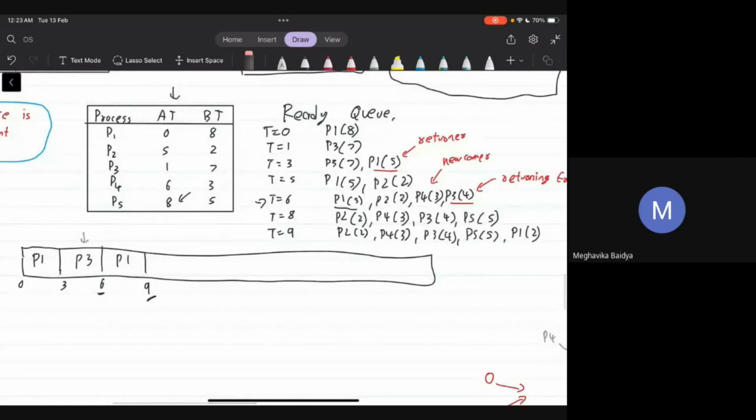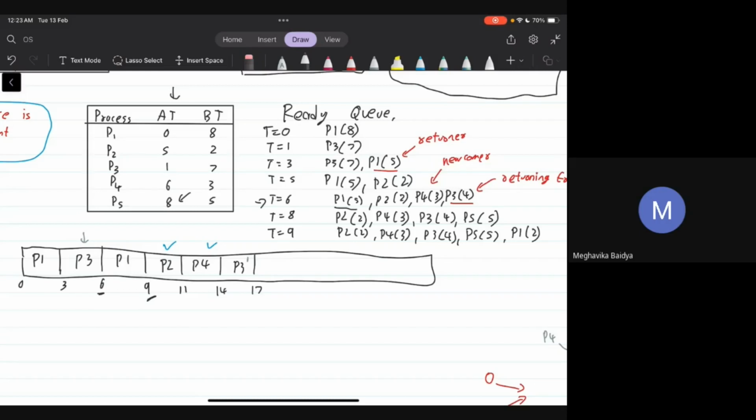Let's do that. P2 has only 2, so 9 plus 2 is 11, and P2 is executed, done. Next we have P4, which has 3. So 11 plus 3 is 14, and this is also executed. Then we have P3 of 4. P3 will execute for 3 since the time quantum is 3, so 14 plus 3 is 17, and 1 will be left. We have to take that next time.